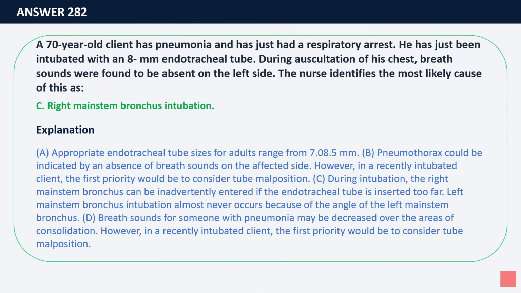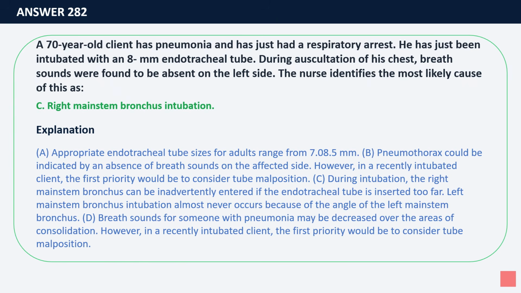Answer: C. Right mainstem bronchus intubation. Explanation: A. Appropriate endotracheal tube sizes for adults range from 7.0 to 8.5 mm. B. Pneumothorax could be indicated by an absence of breath sounds on the affected side. However, in a recently intubated client, the first priority would be to consider tube malposition.